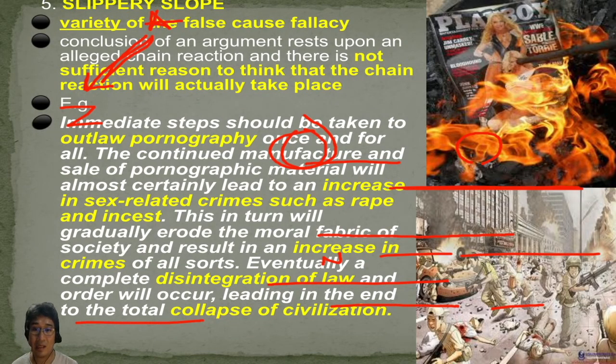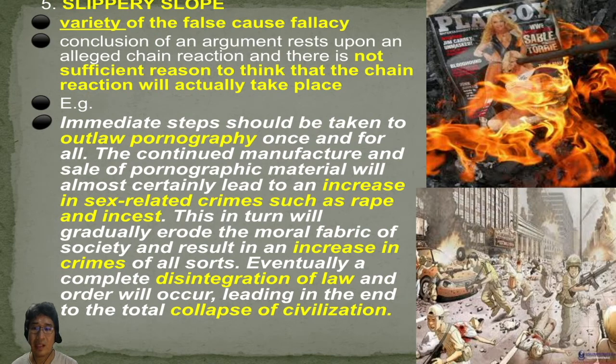So as indicated here, slippery slope is a variety of the false cause fallacy. Conclusion of an argument rests upon an alleged chain reaction, and there is not sufficient reason to think that the chain reaction will actually take place. So nagkakaroon ng chain reaction. Example, immediate steps should be taken to outlaw pornography. So yung letter N natin dito is we're talking about pornography once and for all. The continued manufacture and sale of pornographic material will almost certainly lead to an increase. So ito na yung effect. Ito yung effect. Will lead to an increase in sex-related crimes.